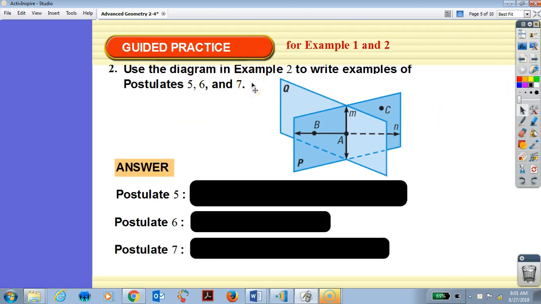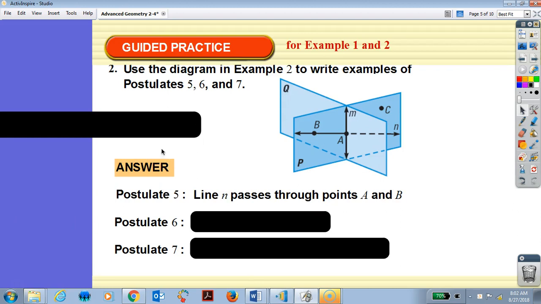Use the diagram in example 2 to write examples of postulates 5, 6, and 7. So what's an example of postulate 5? What is postulate 5? Lily, what is postulate 5? Through any 2 points, there exists exactly one line. So through points A and B is line N. Line N passes through points A and B, right?